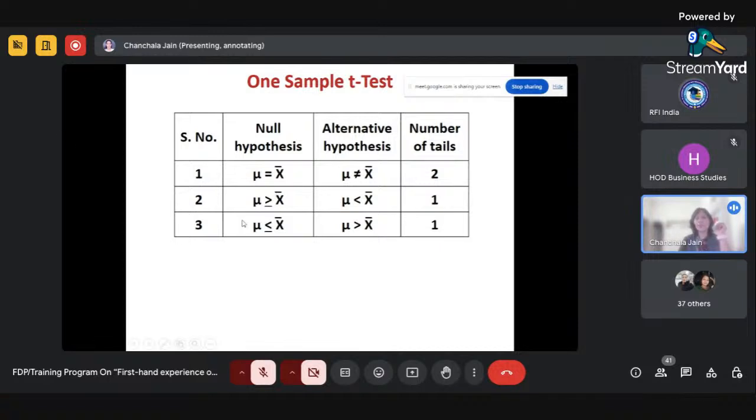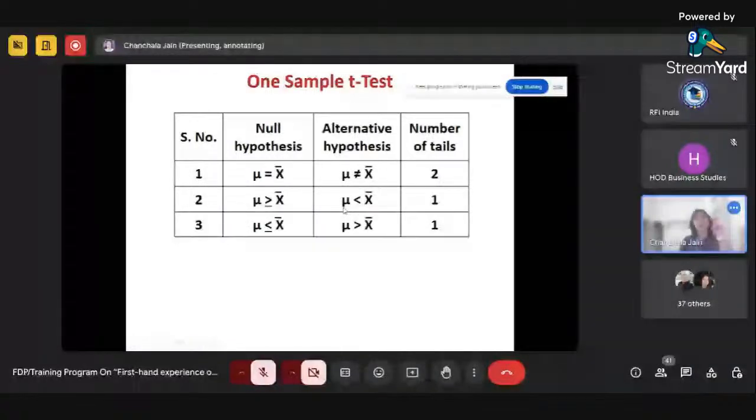Second one is mu is greater than or equal to x bar. That means the population mean is greater than or equal to the sample mean. Alternatively, the sample mean is greater than the population mean. So when I'm clearly stating whether the sample mean or the population mean is greater than or equal to, that way it is known as the one-tailed test, right?